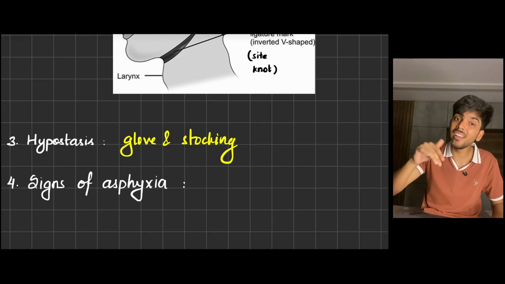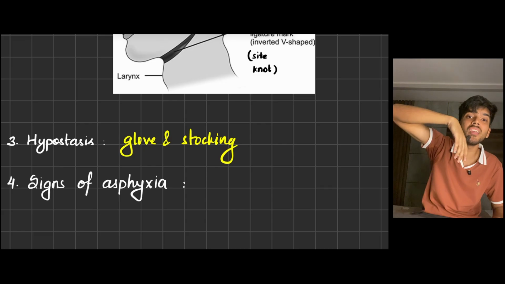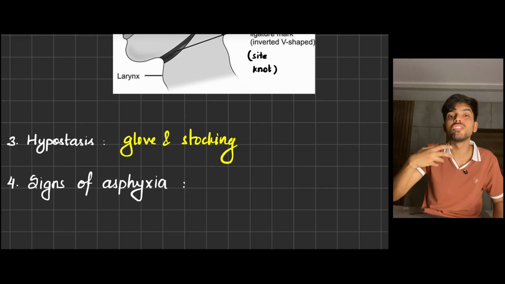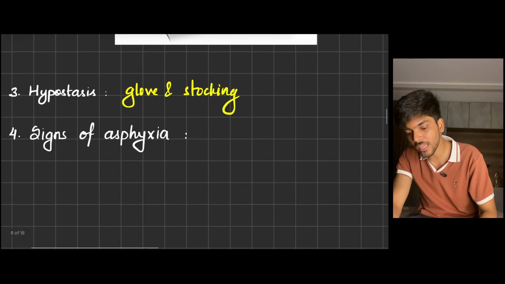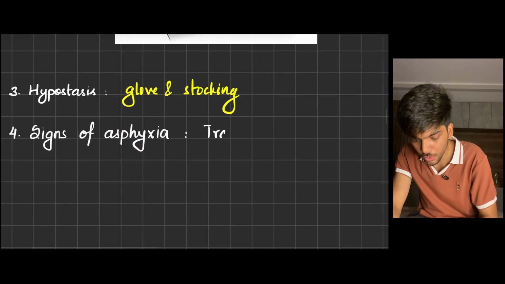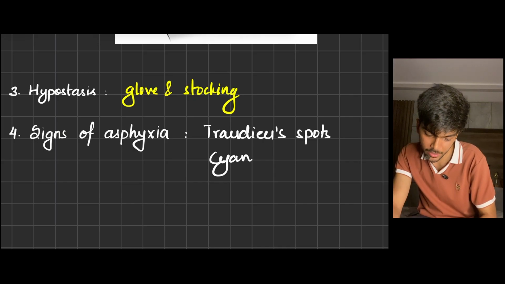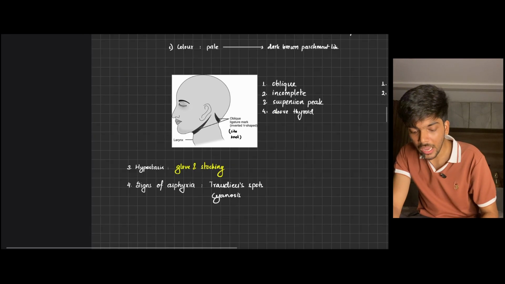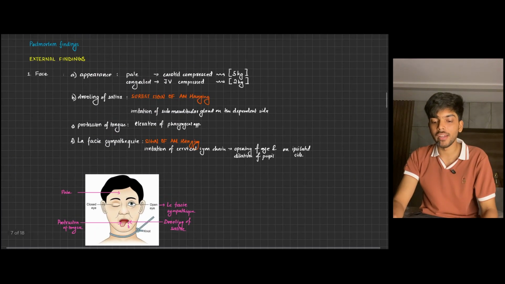That doesn't mean he died of hanging, he died of throttling. But due to the vertical positioning of the body after death, there is a glove and stocking appearance of hypostasis. And then signs of asphyxia, which includes your Tardieu spots, the external finding, and cyanosis, the external finding. And with that, you are done with the external post-mortem findings of hanging.